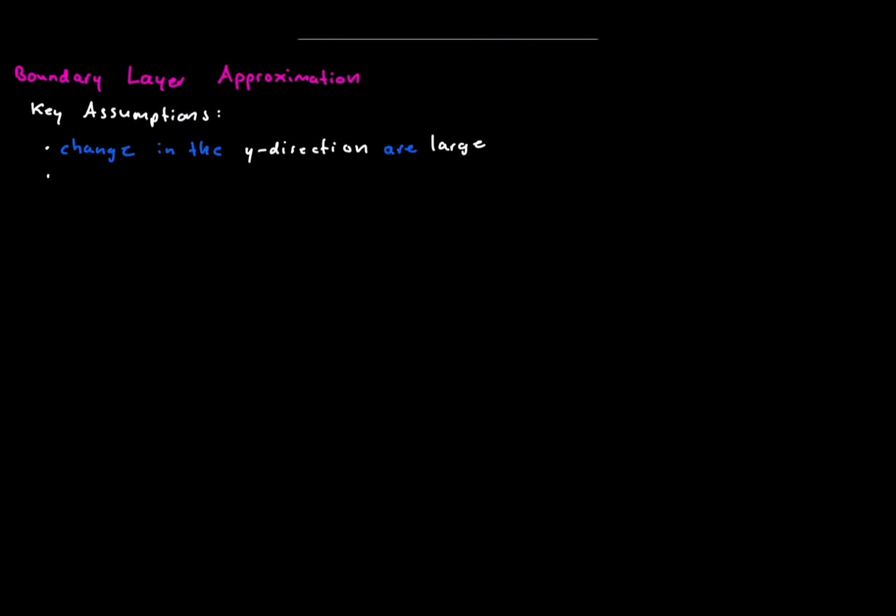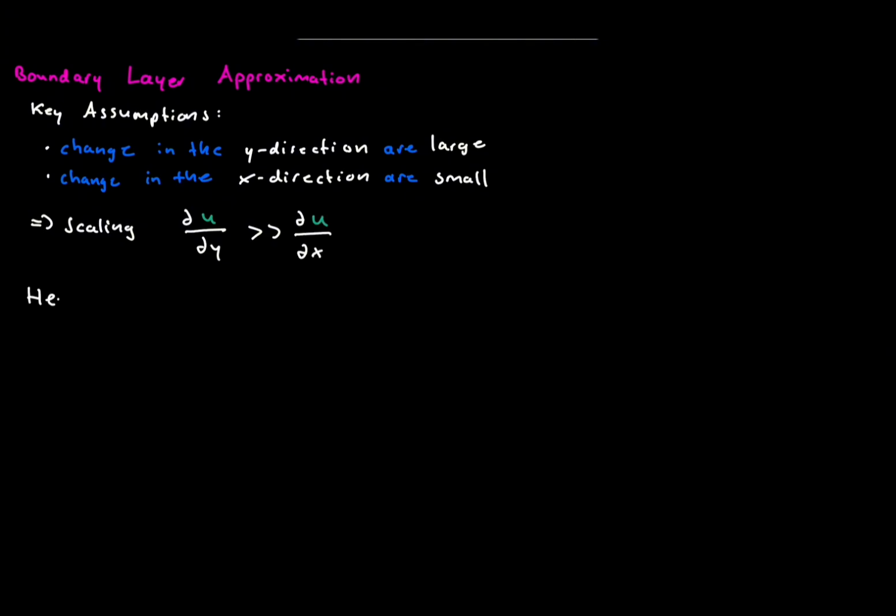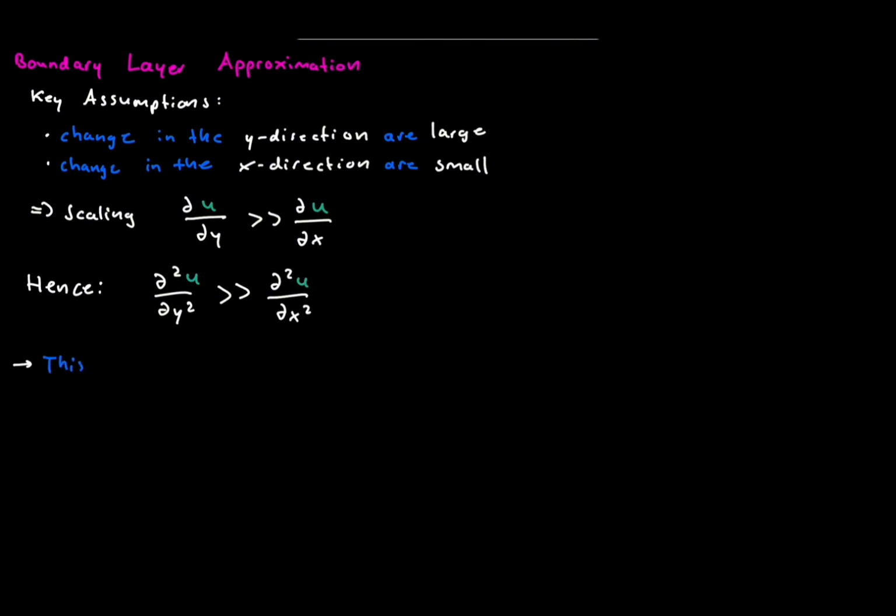Now we introduce the key simplification. Inside the boundary layer, the velocity changes much more strongly in the vertical direction than in the horizontal direction. So the derivative of u with respect to y is much larger than the derivative with respect to x. And even more importantly, the second derivative with respect to y is much larger than the second derivative with respect to x. This is the central scaling idea.